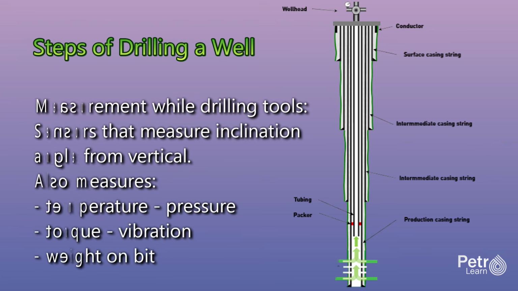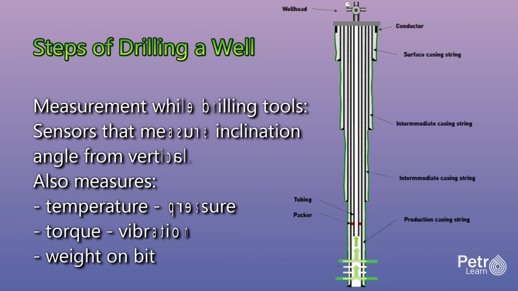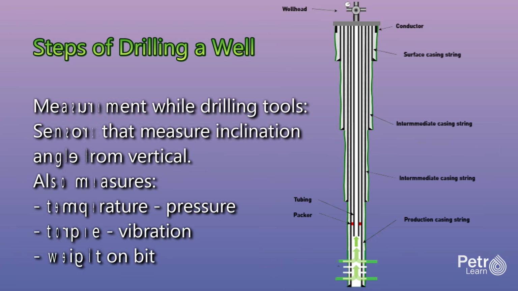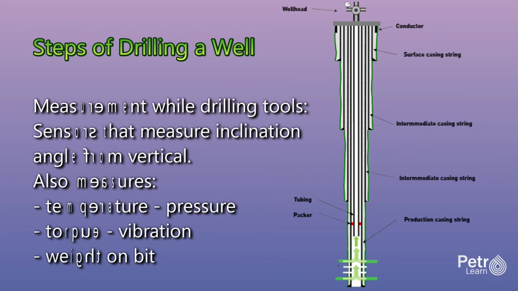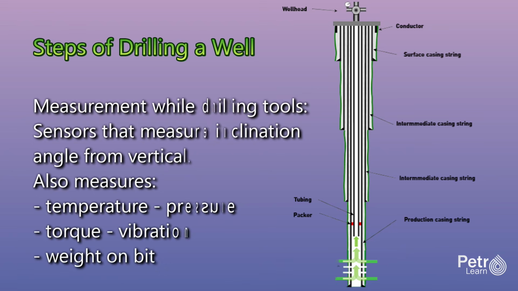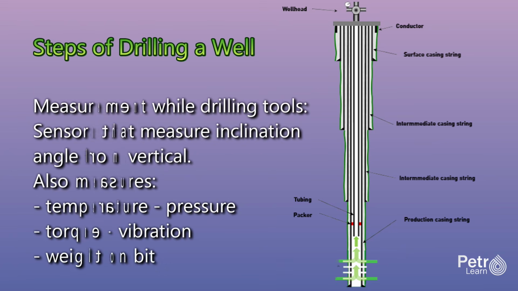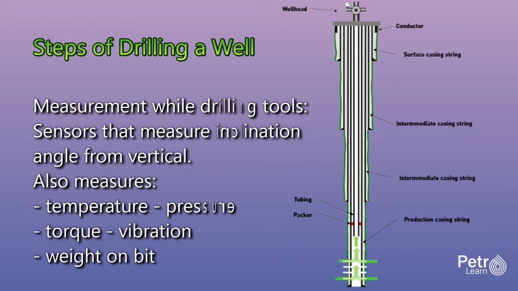Measurement while drilling tools, called MWD, are incorporated into the drill string near the bit. These tools contain sensors that measure inclination angle from vertical, azimuth or compass direction, and tool face orientation. They also measure downhole drilling parameters like temperature, pressure, torque, vibration, and weight on bit. This data is transmitted to the surface in real time using mud pulse telemetry.